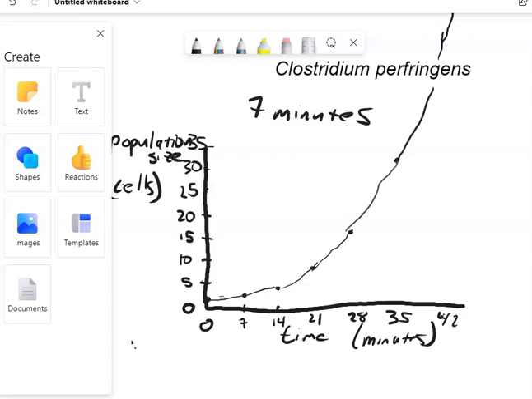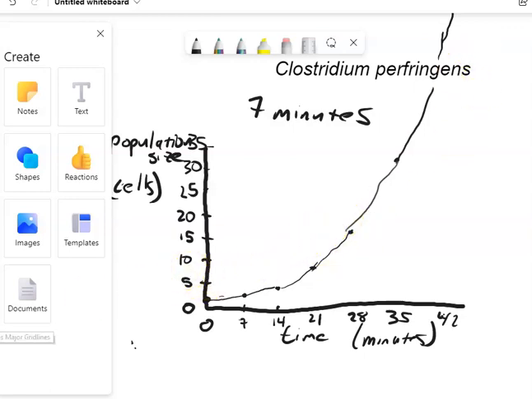Okay, here we are looking at Clostridium perfringens. That's cool. Clostridium perfringens is fascinating and horrible, but that's not why we are here. We're here to figure out how could we, in a more useful way, graph these numbers.